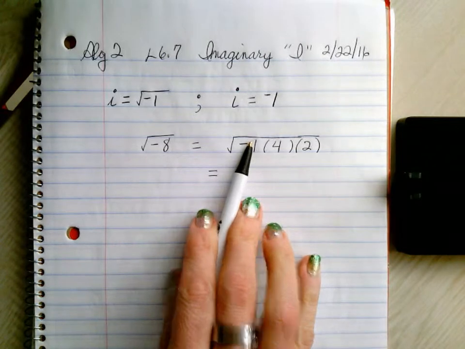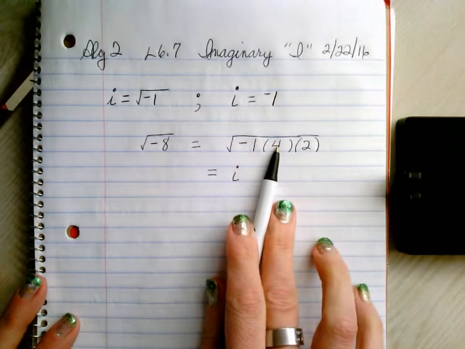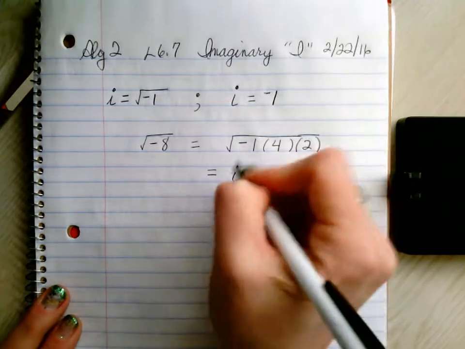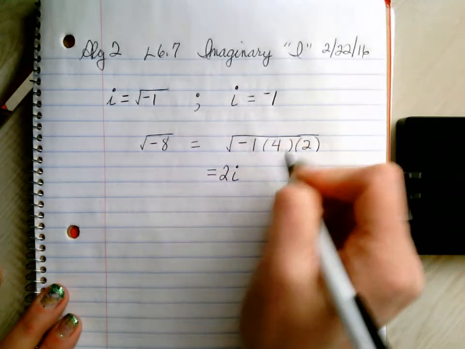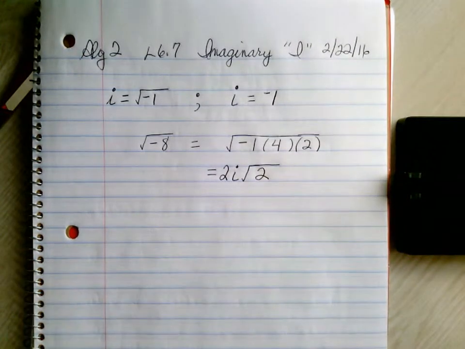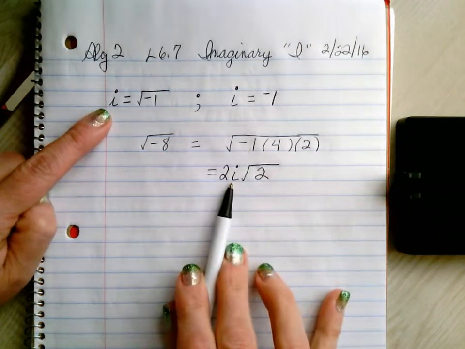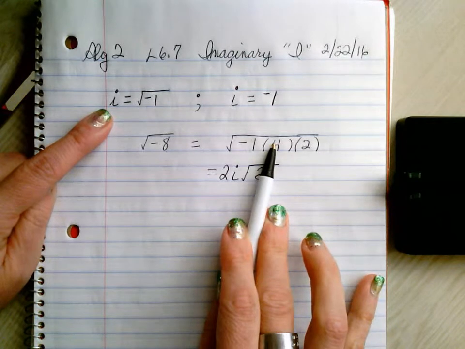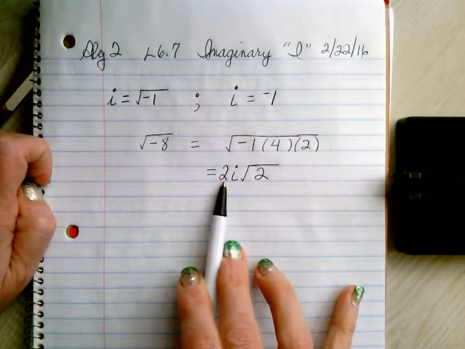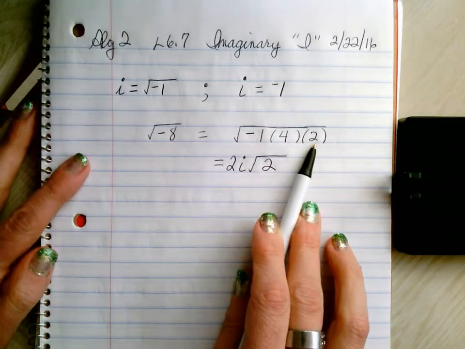The square root of negative 1 is I. The square root of 4 is 2. So what remains under the radical is simply the 2. Okay? The square root of negative 1 is I. The square root of 4 is 2. And the 2 remains under the radical. Okay? Just a quick brief introduction.